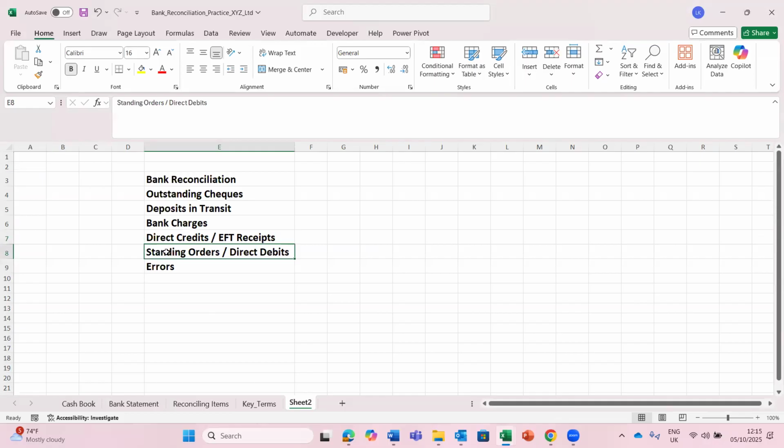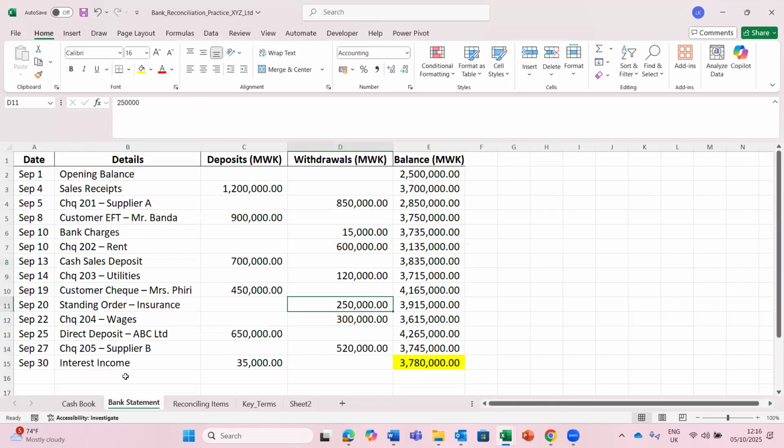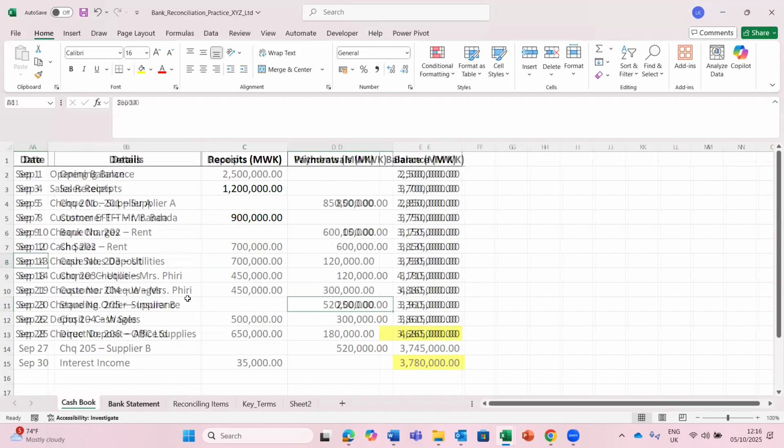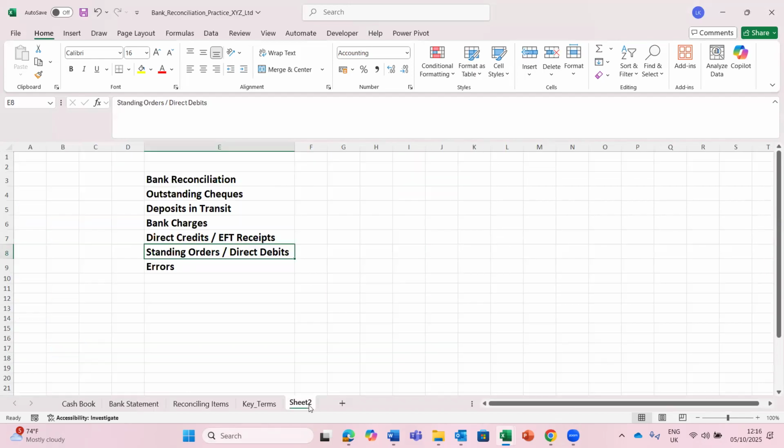And then you have standing orders or direct debits. These are payments which are made on behalf of the organization. These are paid by the bank. It's only after the bank makes the payment that you record it in your cash book, right? The opposite of direct credits are direct debits, and the same with standing orders. So this is also a reason the two sets of records will not agree.